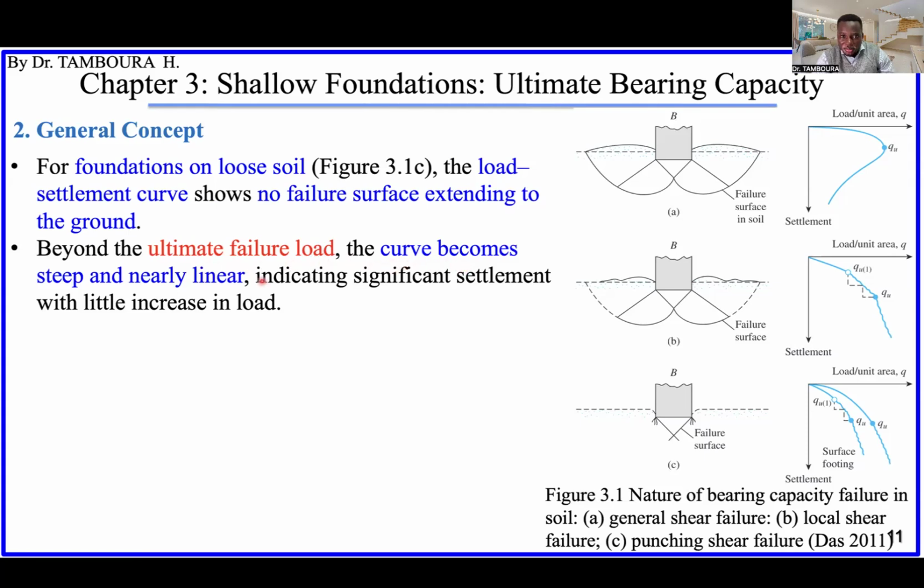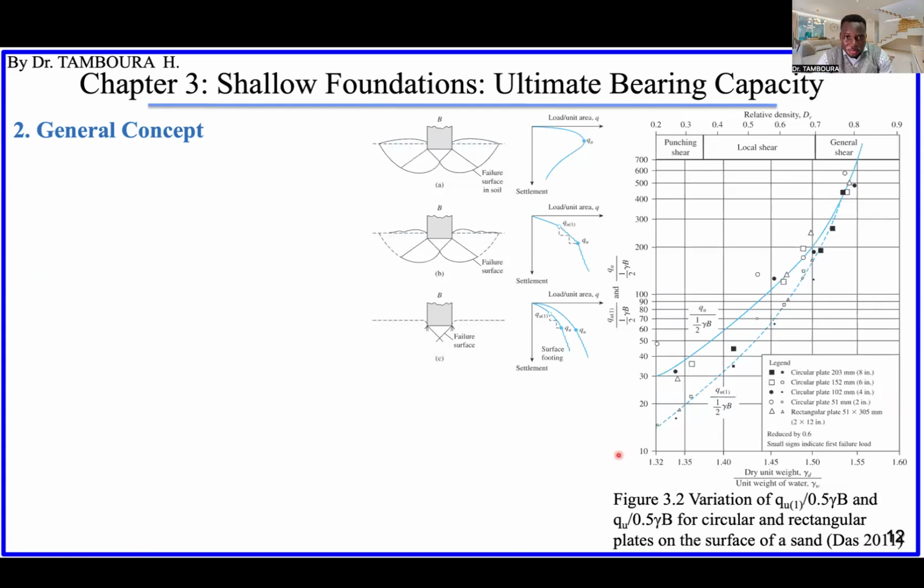Beyond that, the curve becomes nearly linear. That indicates significant settlement with little increase of load. If you increase the load just a little bit, from here to here, you can see that the load increase is small, then you have large settlement. Yeah, then you can say you have reached your ultimate capacity. So this is what we are calling here punching shear failure. Punching. Okay.